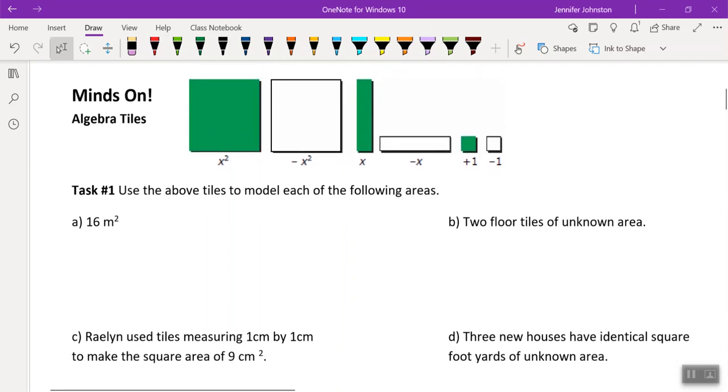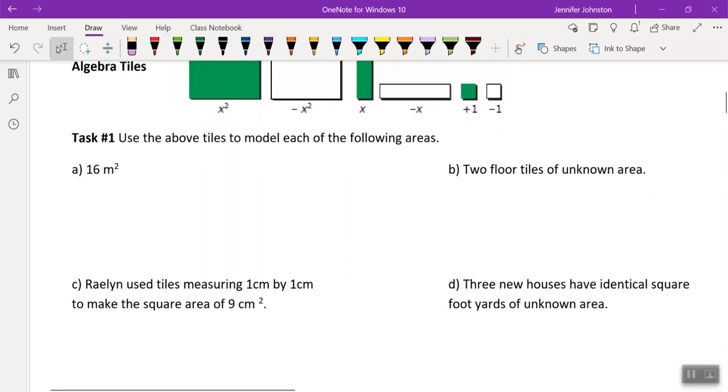Use the above tiles to model each of the following areas. Okay, so we have 16 meters squared. We can see it's positive, so we're going to be working with the filled in ones, right? And it's really open-ended. So here we could have 16 little squares, would be 16 meters squared. So 16 of these.